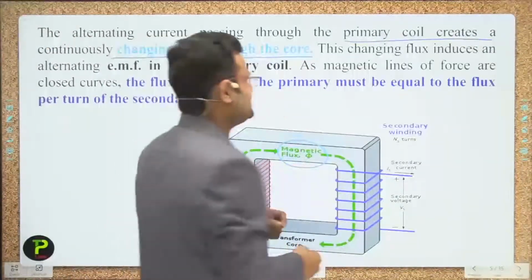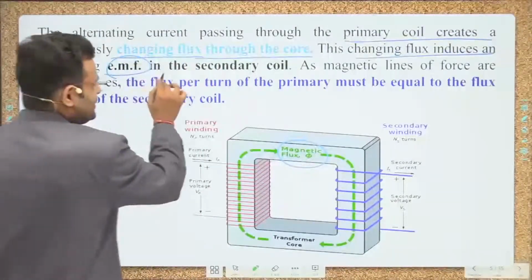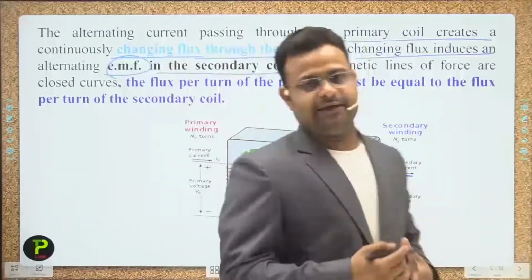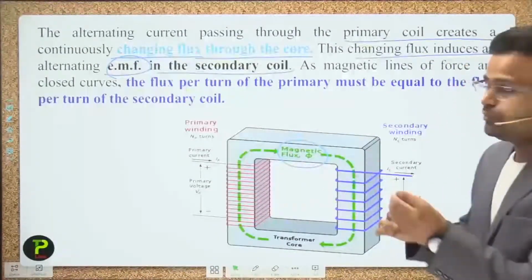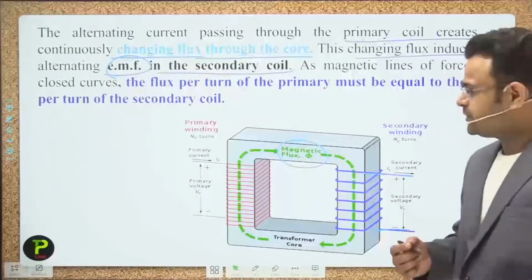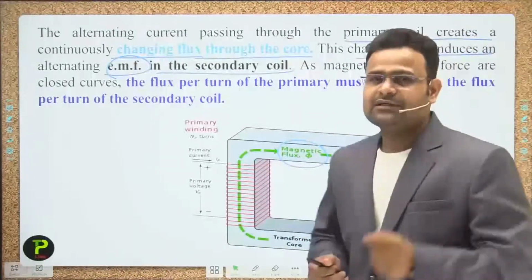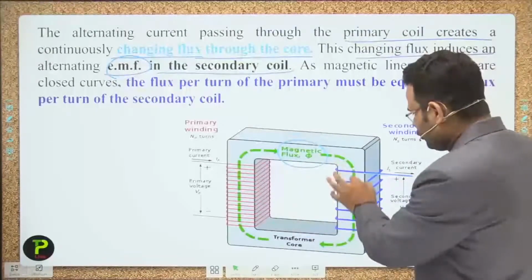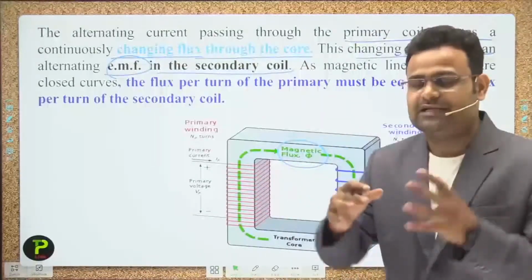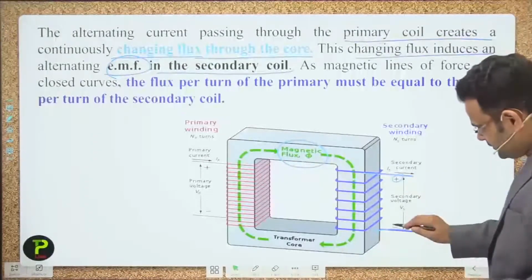Due to that reason, the changing flux induces an alternating EMF in the secondary coil. The changing flux induces an alternating EMF, electromotive force, in the secondary coil. That means if there is a change in the supply voltage current, the secondary coil produces an EMF, the electromotive force, just like a voltage, and that voltage has a polarity, positive and negative.